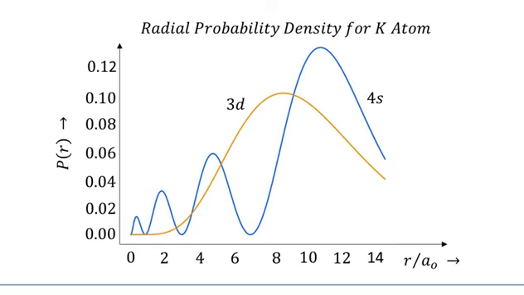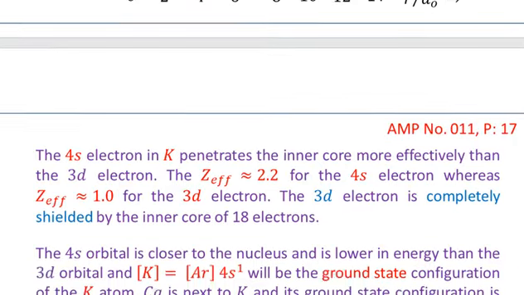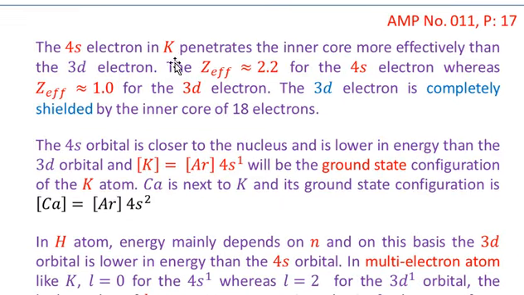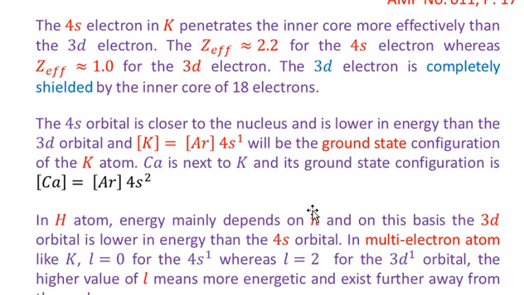So on the basis of this, we may have the following conclusion. The 4s electron in potassium penetrates the inner core more effectively than the 3d electron. The Z effective is equal to 2.2 in this case for the 4s electron, whereas Z effective is equal to 1.0 for the 3d electron. The 3d electron is completely shielded by the inner core of 18 electrons. The 4s orbital is closer to the nucleus and is lower in energy than the 3d orbital.